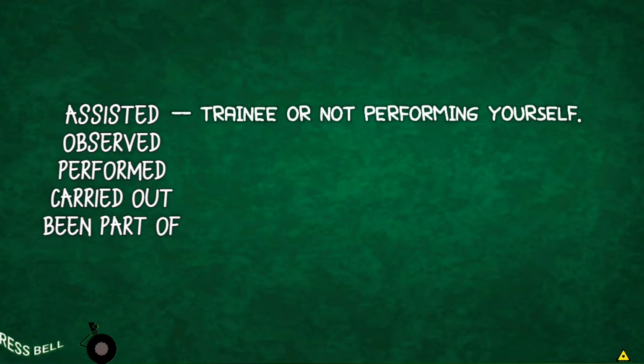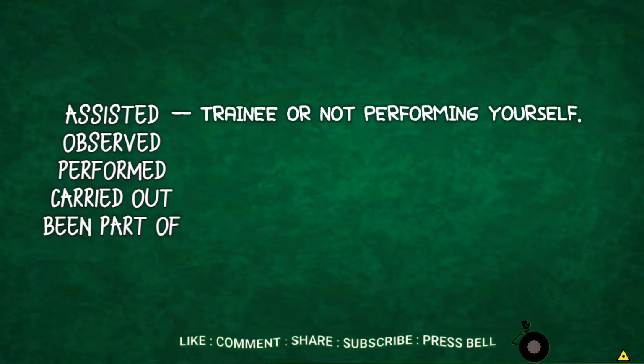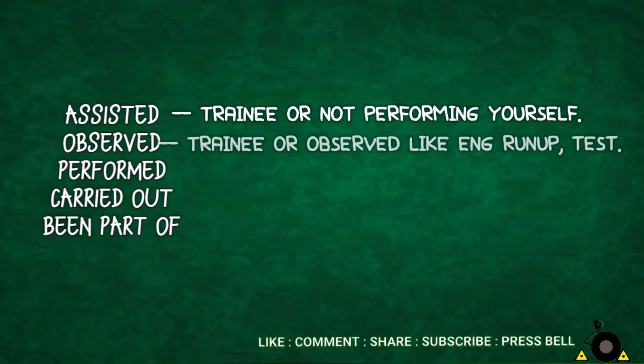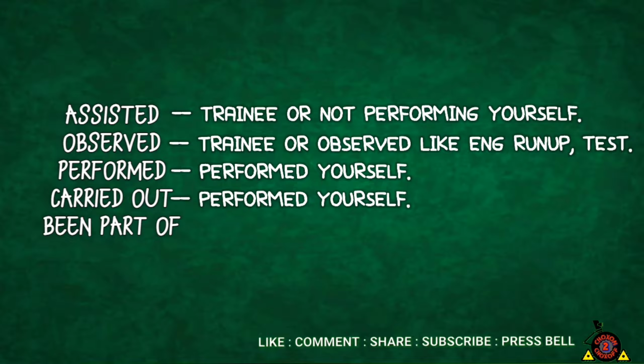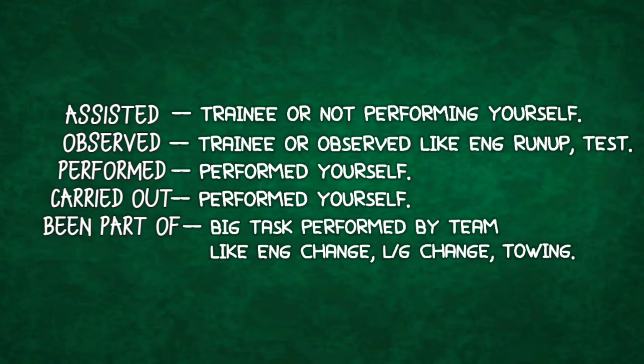If you are a trainee or you yourself is not performing the task, then you will write assisted. If you are just observing the task like engine run-up or a functional test, operational test, then you will write observed. If you yourself is performing the task, then you will write performed or carried out. If you are involved in a big task like engine change, main landing gear change, towing operation, engine run-up, then you will write being a part of.